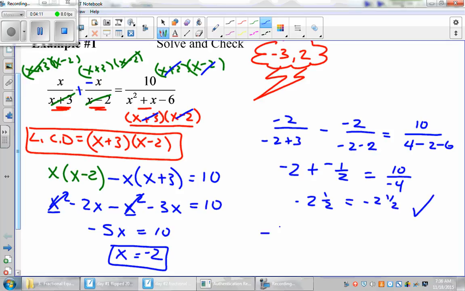So I know that negative 2 is my answer. I can put that in my solution set. I can box it, and we are done.